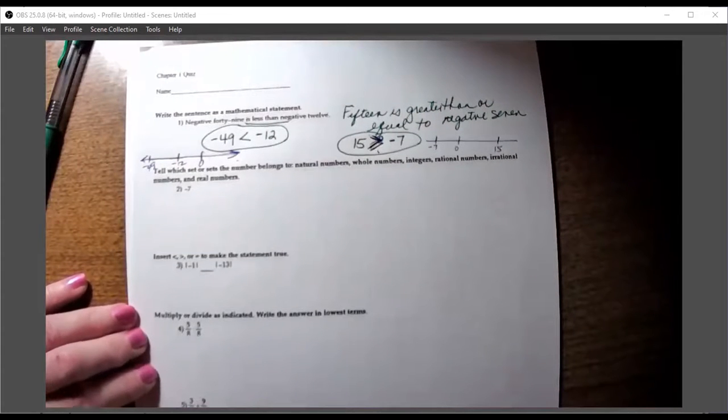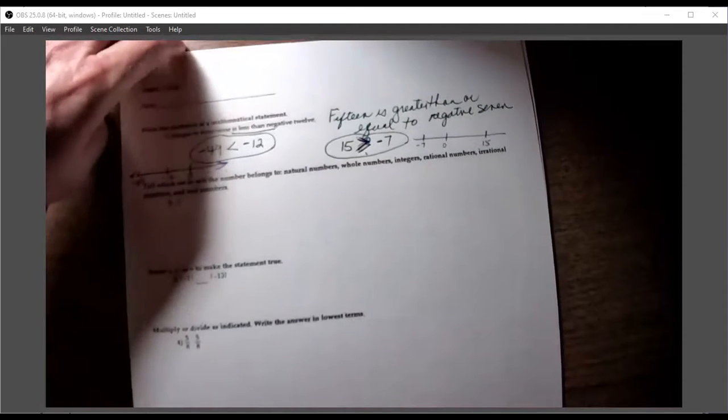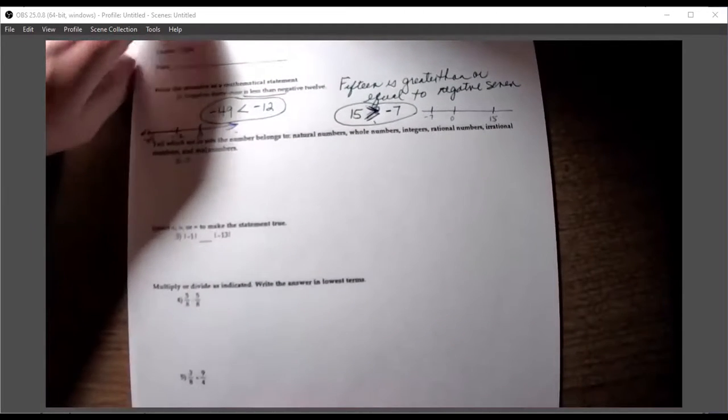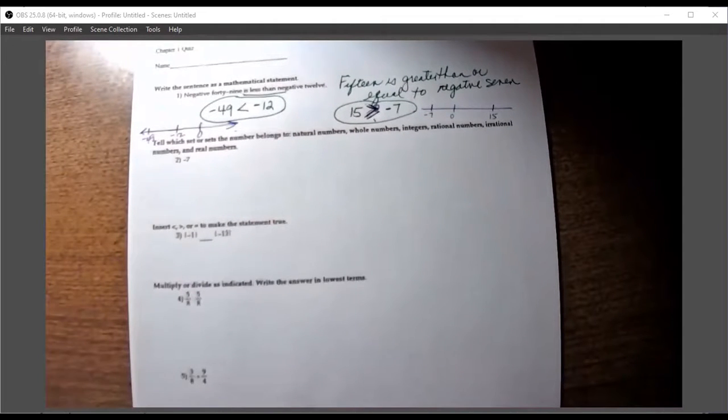Are we good? I'm going to keep moving on. Stop me if you have a question, all right? Because right now I can't see any of you. All I can see is this.